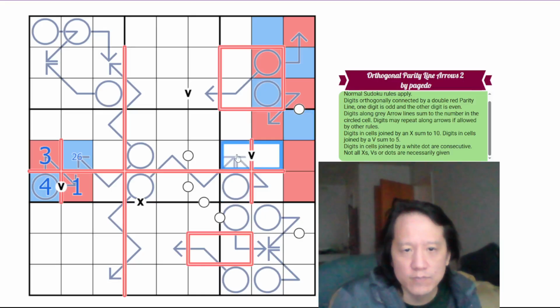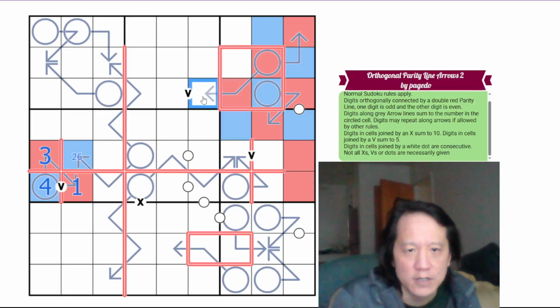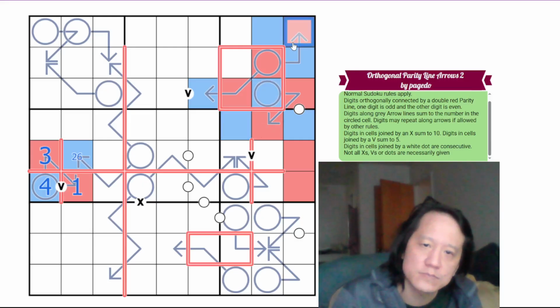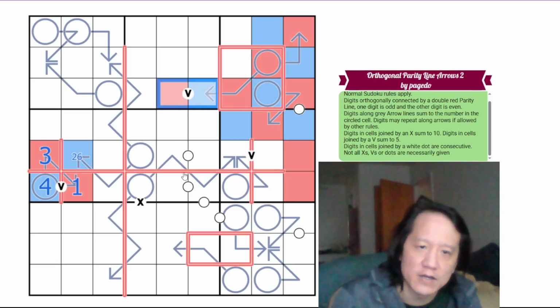Well, we have 2 opposites here and opposites there. So that's 2 odds. That means these are 5 odds in this box here. So this must be even. Since this is even, this must be odd, which makes this even. That means this is odd to add up to 5.